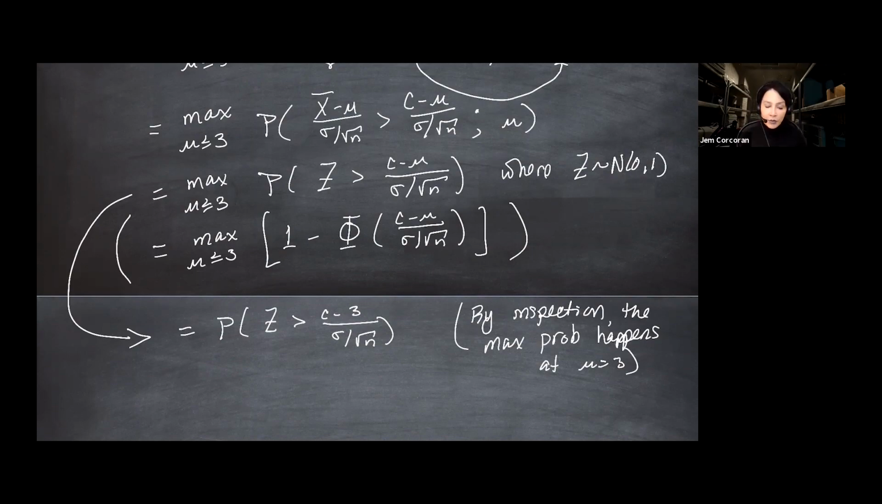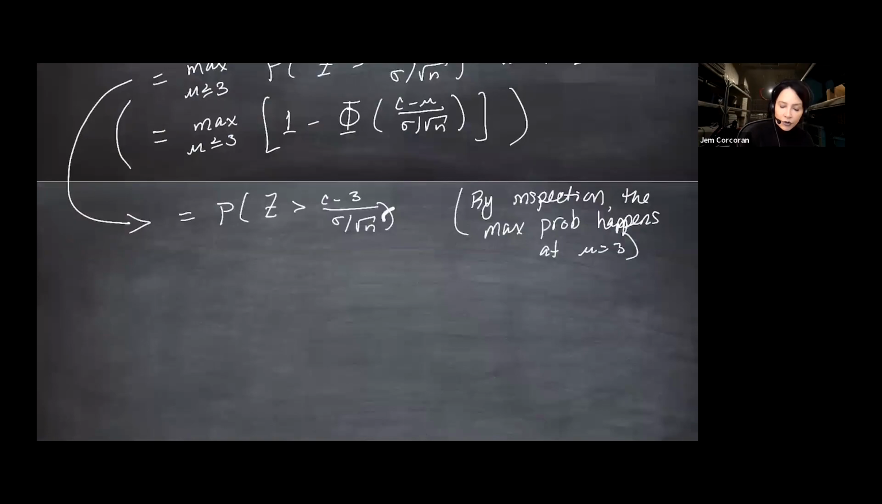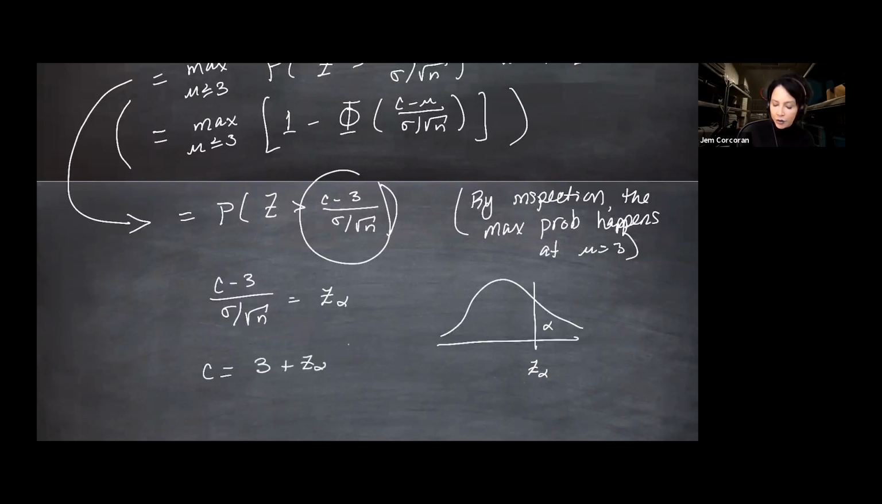Okay, so this whole thing was equal to alpha, and our goal is to find the C. And so this is exactly the problem we did last time. We want a number that we are above with probability alpha, and that means that the C minus 3 over sigma over the square root of n has to be equal to our critical value Z sub alpha, which is what we're using to denote a number on the standard normal curve that cuts off area alpha to the right. So we end up with the exact same C.